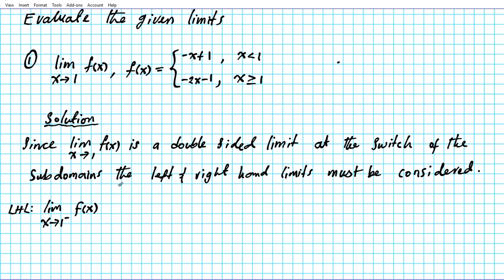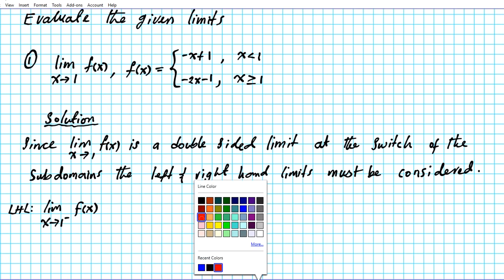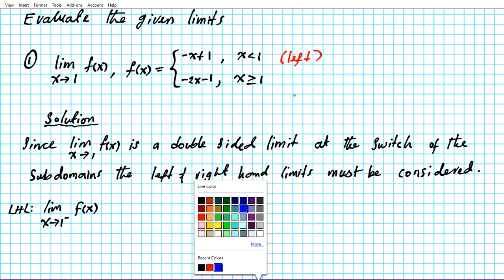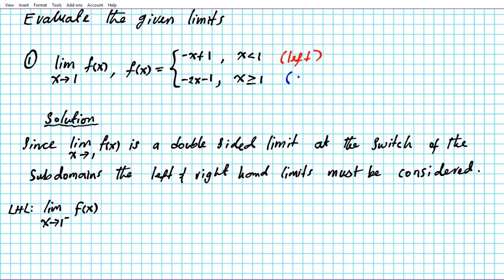Now let's go ahead and give ourselves a visual of what is going on here. You don't have to draw the graph, okay? Now let's take a look at our subdomains. For x is less than 1, that's to the left of 1 on the number line, and then for x is equal to or greater than 1, that is to the right, and also the boundary.